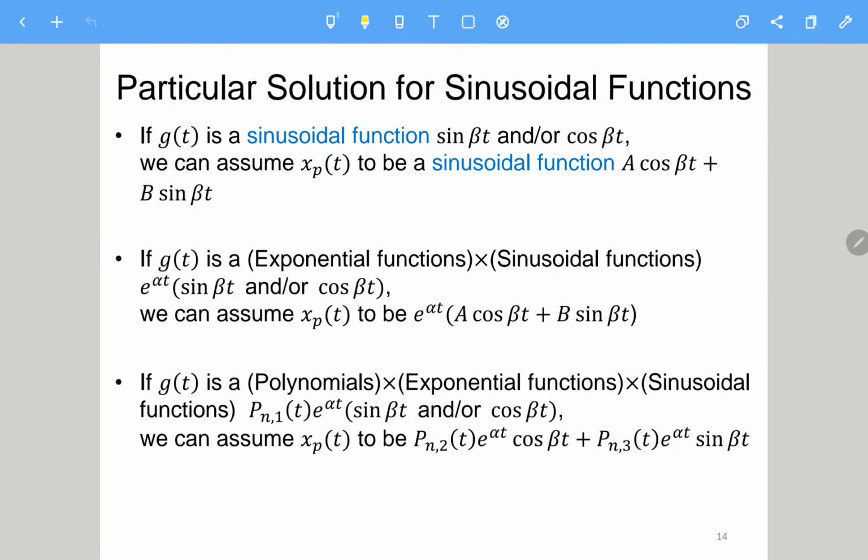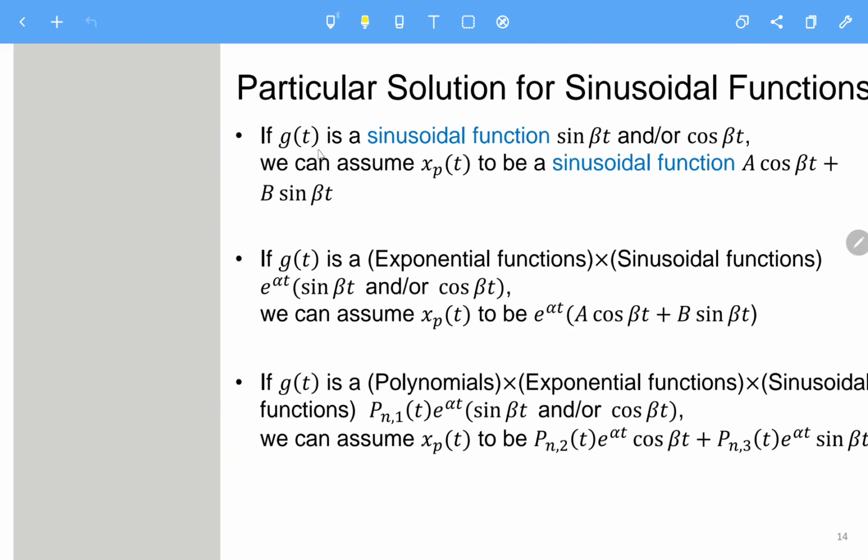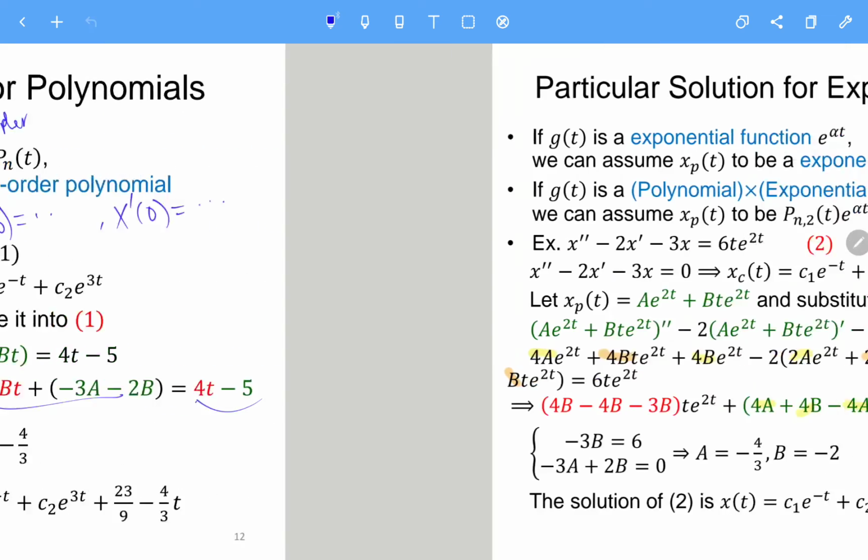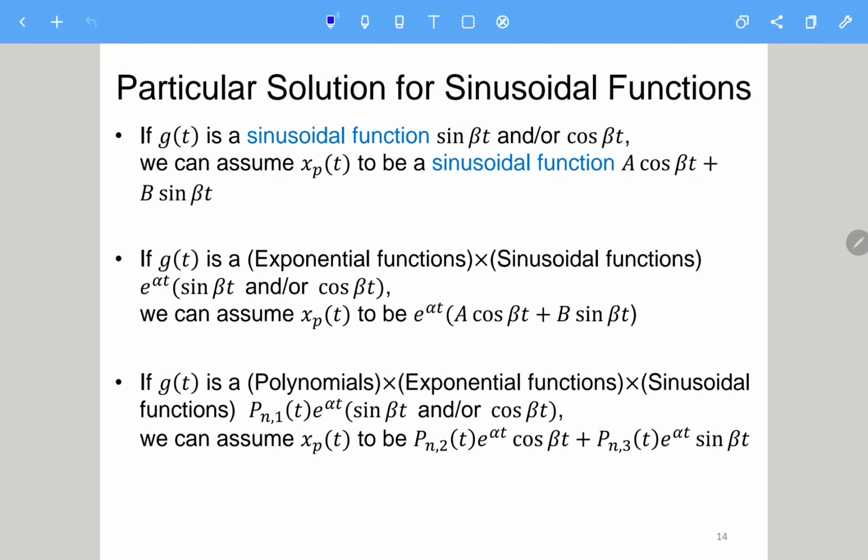Okay, so the next case is the sinusoidal function, which is supposed to be the most useful one. Also the polynomial of 0th order will also be very useful. And actually, the sinusoidal function or exponential times the sinusoidal function is still very useful.